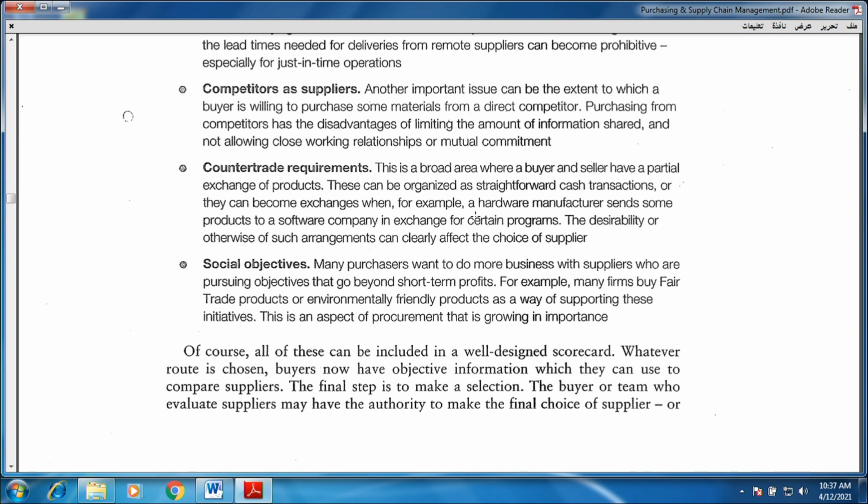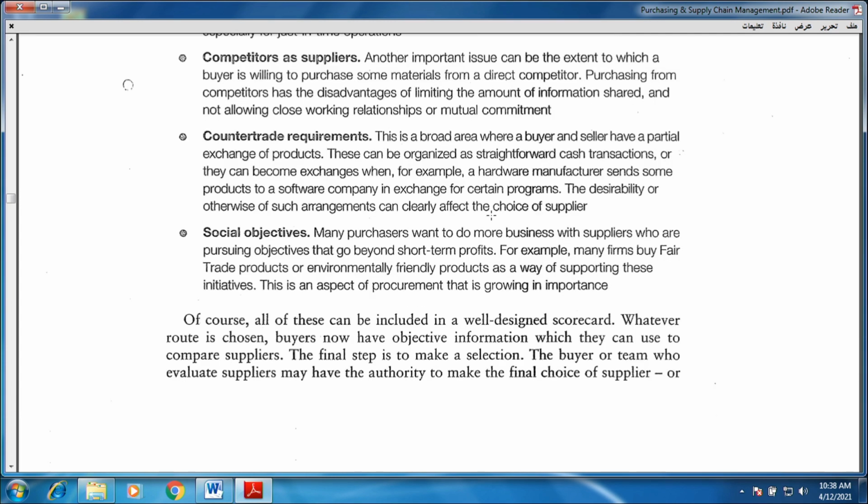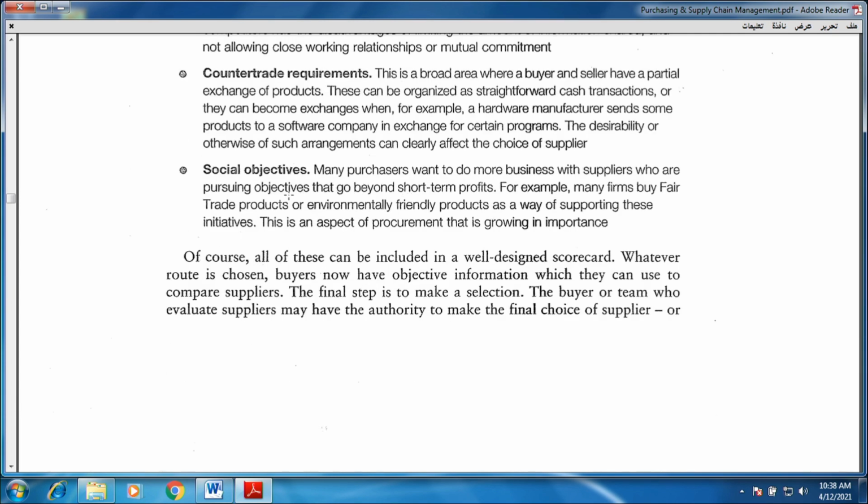Yes, maybe I ask the supplier to give us some raw materials, and in exchange for this purchase, we give him some part of our final production. So this is, for us, a suitable decision, rather than putting pressure on our cash by paying cash for all our purchases. And finally, we should consider the social objectives.